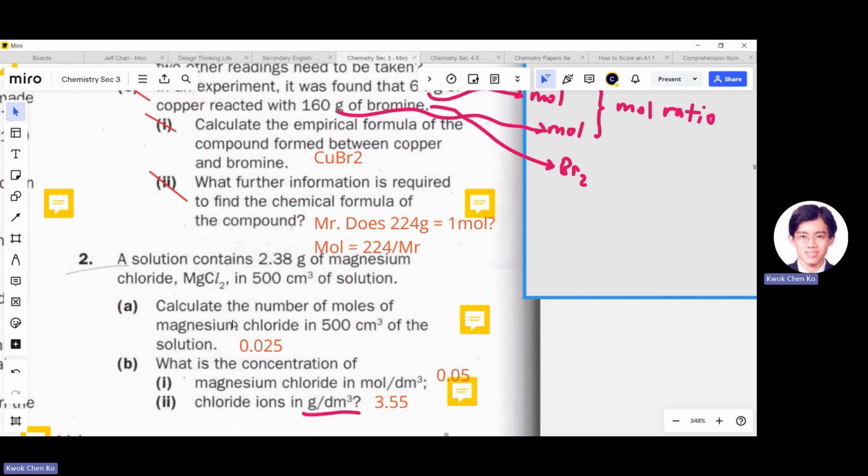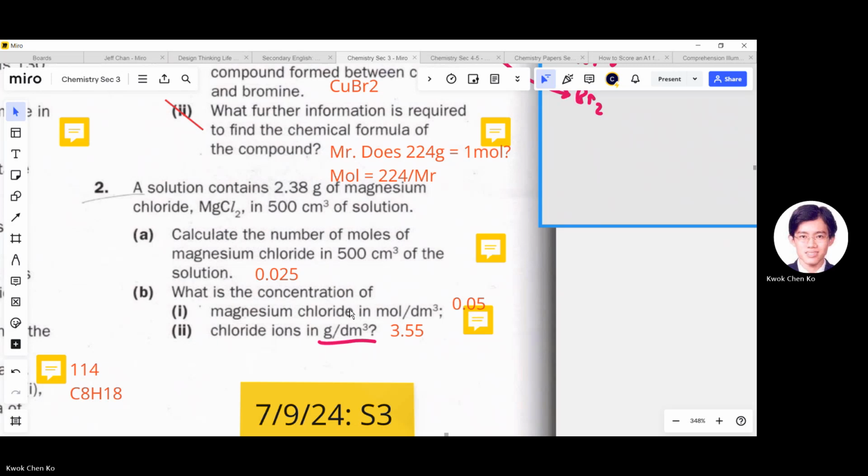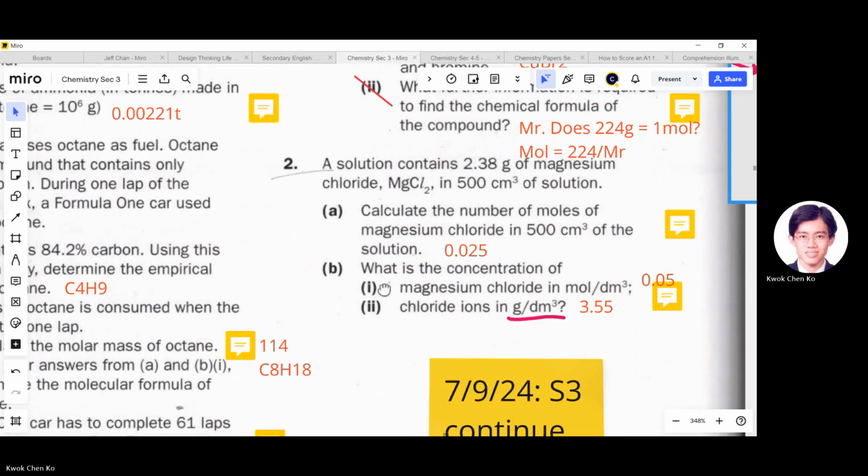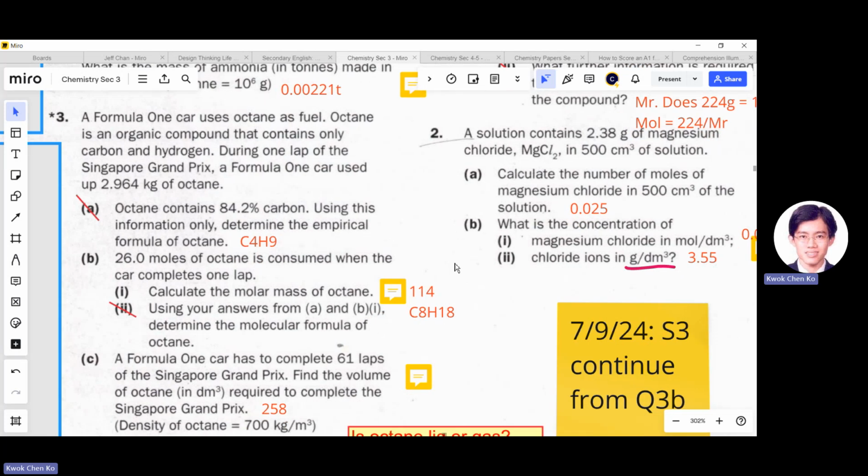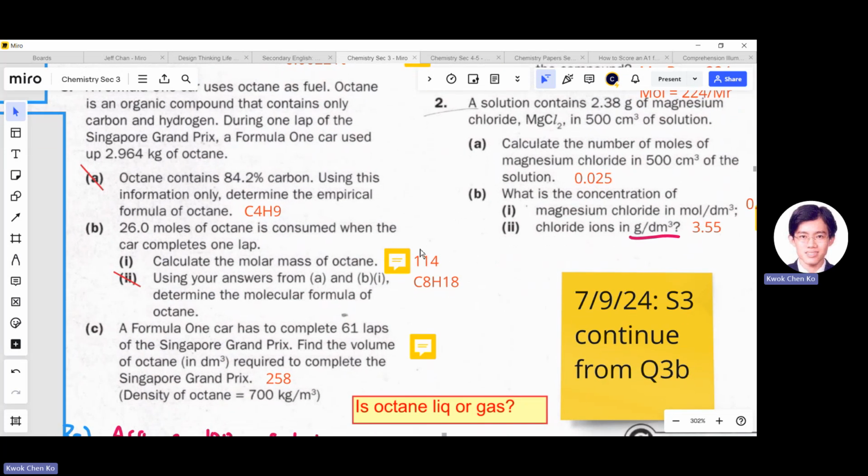Okay, number 2. Have you finished it? Ninja, done. Ethan, done. You all get the answers here? Oh, okay, that's good. Dylan, still working on it. Now, at the same time, check the answers for this question 3. Make sure you get all of them.